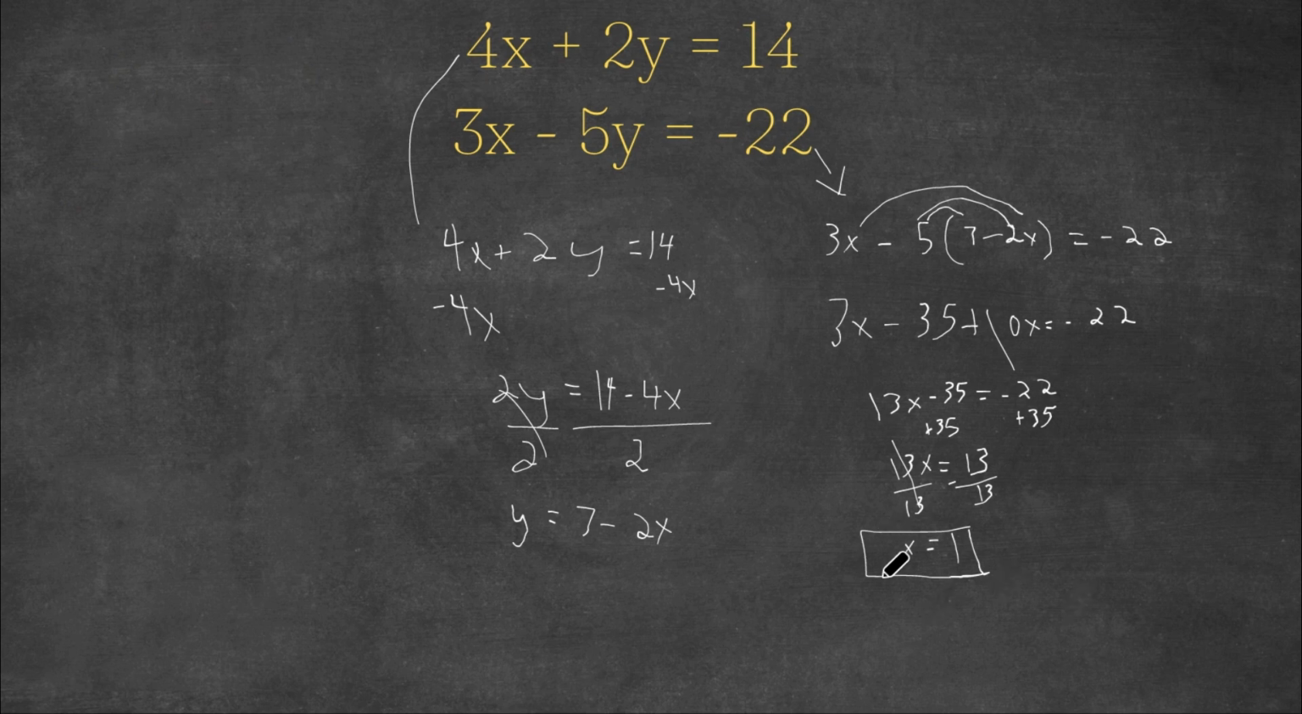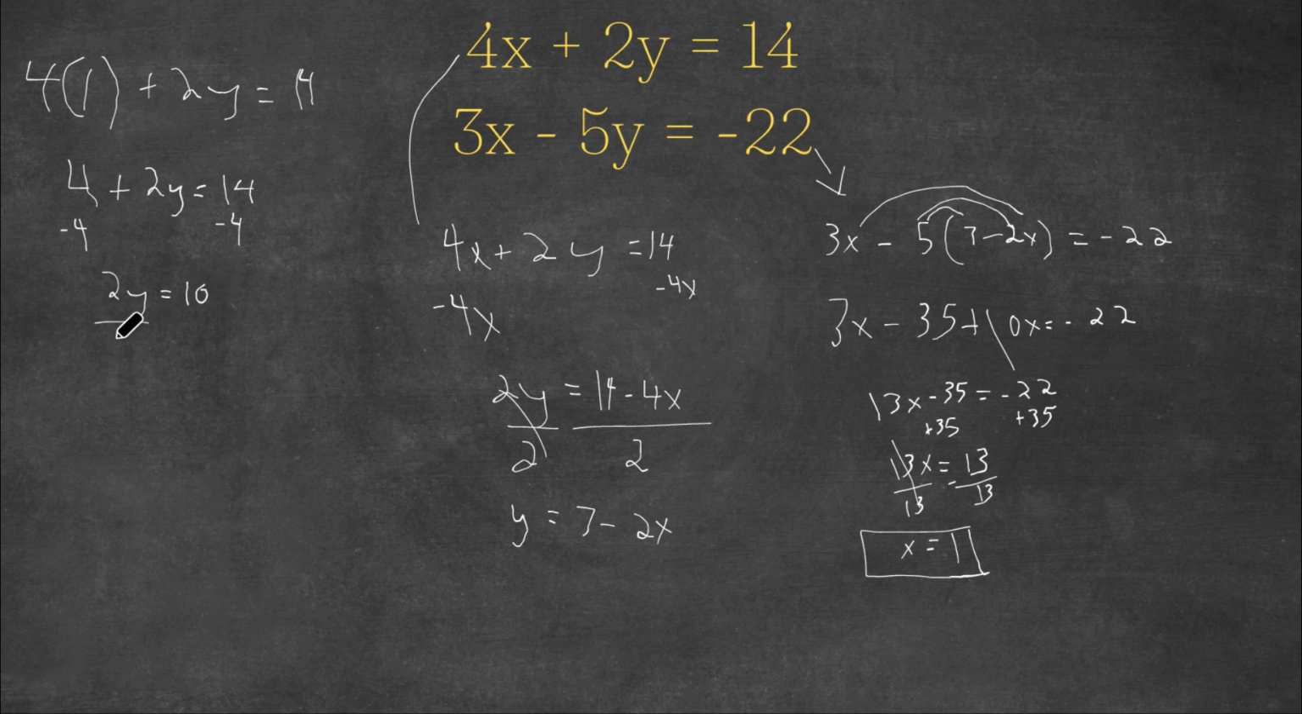So let's plug 1 into our first equation again, because this looks more simple. So we have 4 times x is 1, so 4 times 1 plus 2y is equal to 14. Now 4 times 1 is obviously 4, so this gives us 4 plus 2y equals 14. Now, to isolate y, we're going to have to subtract by 4 on both sides. So this would give us 2y equals 14 minus 4 is 10.